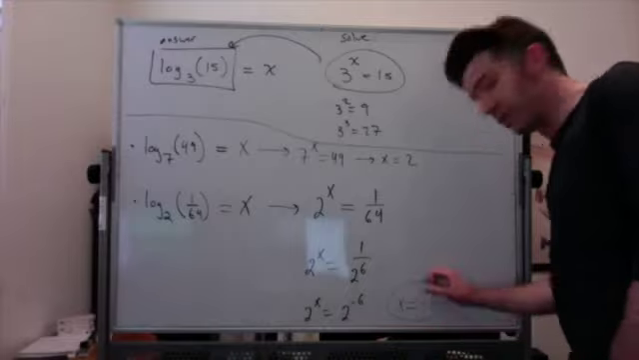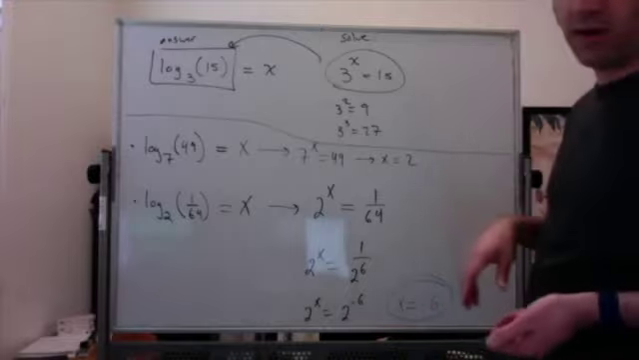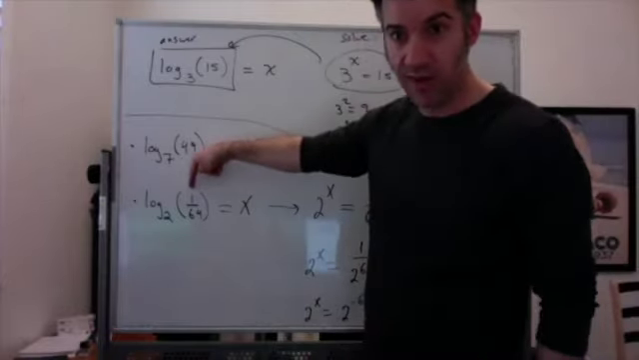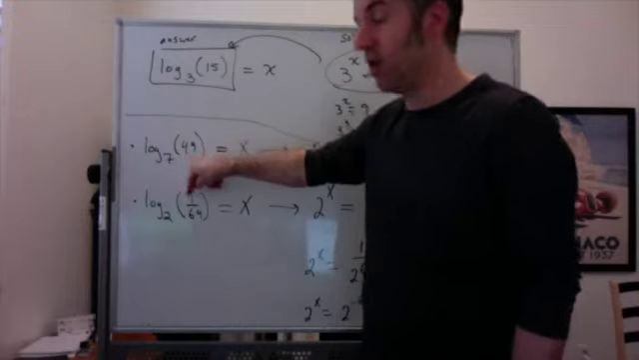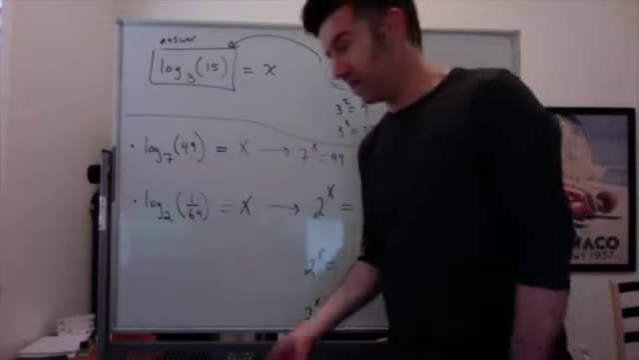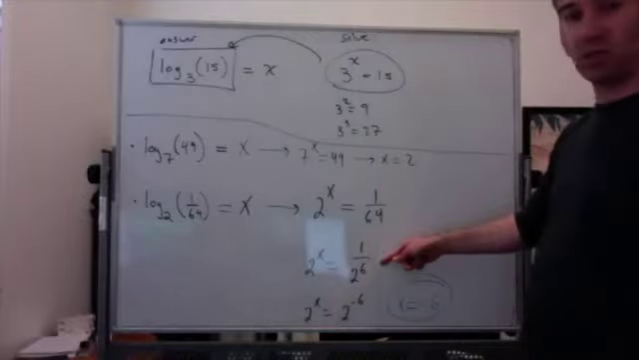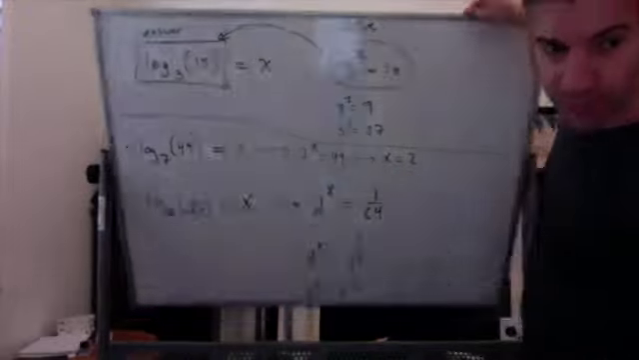And yes to the question that was in the chat, the answer will be negative. So if you have an argument here, if the stuff inside the logarithm is less than 1, which 1 over 64 is clearly less than 1, you will end up getting a negative answer. And it's exactly because of this, right? The 1 over 2 to the 6th comes up as 2 to the negative 6. Let's do more.